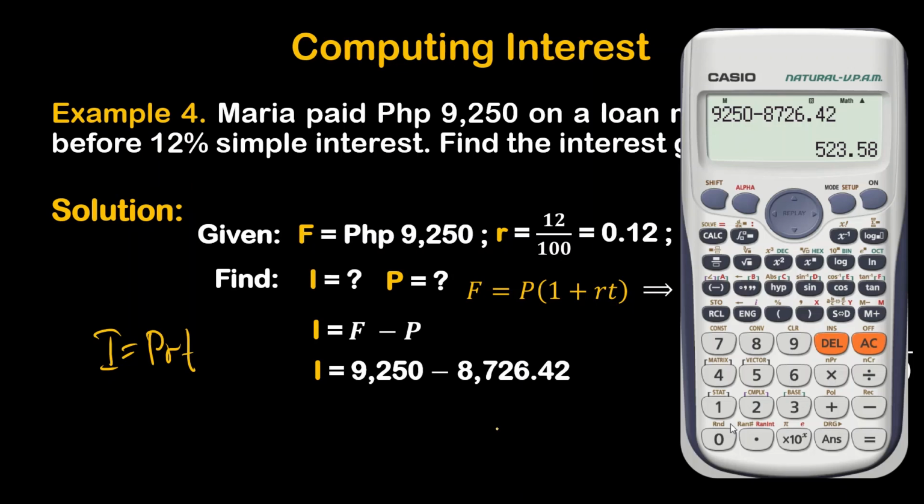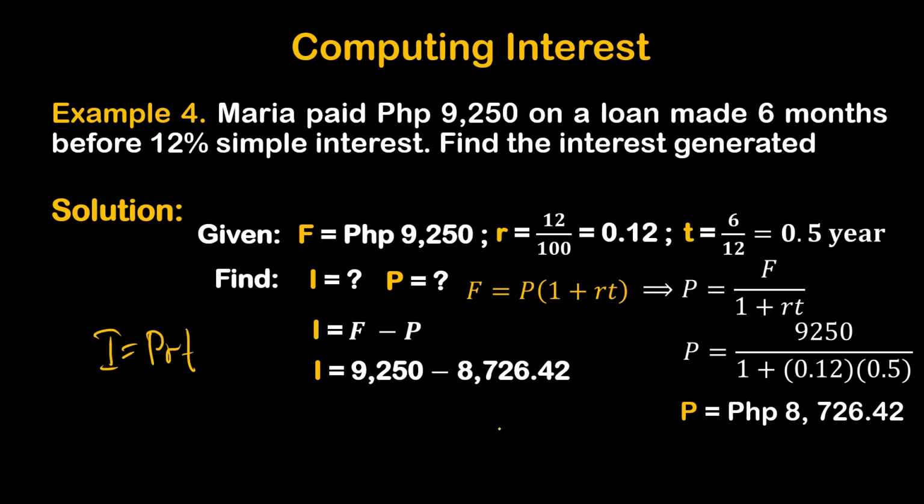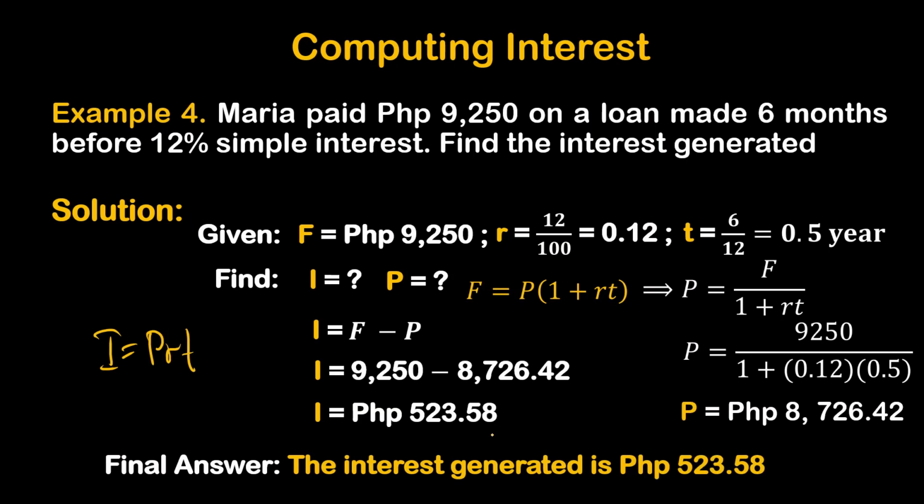So we have 523.58 pesos. So therefore, ang interest natin is 523.58 pesos. Okay, so therefore, para sa ating conclusion, the interest generated is 523.58 pesos. So that's how you solve the simple interest.